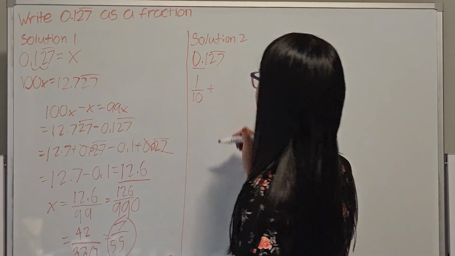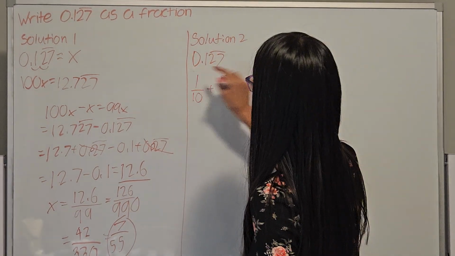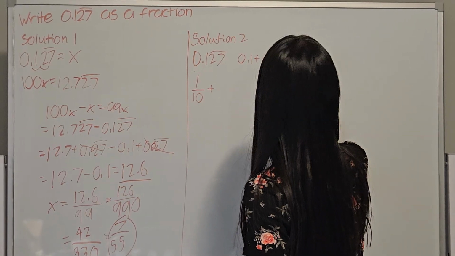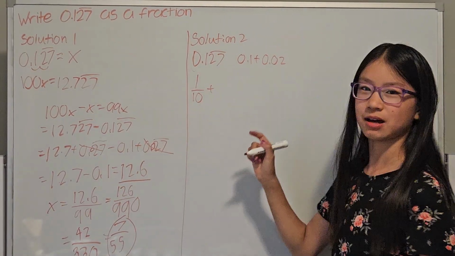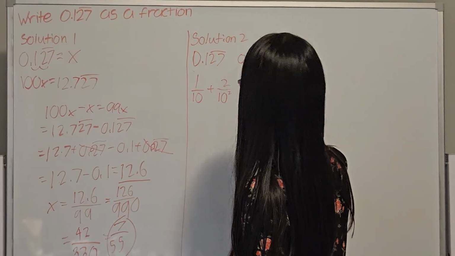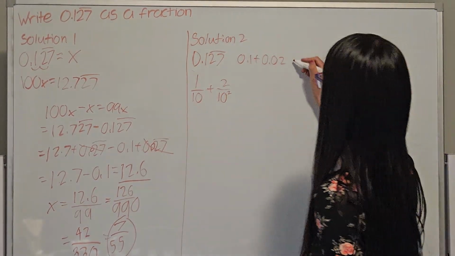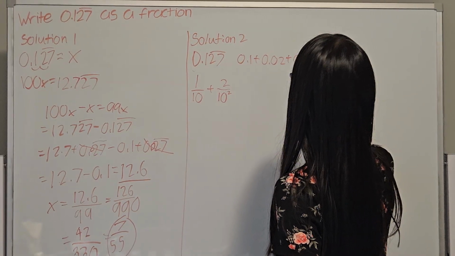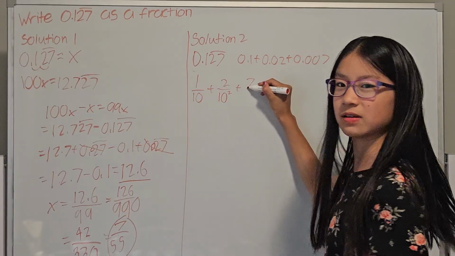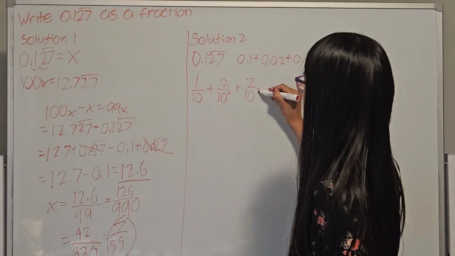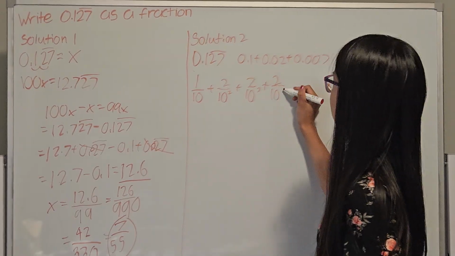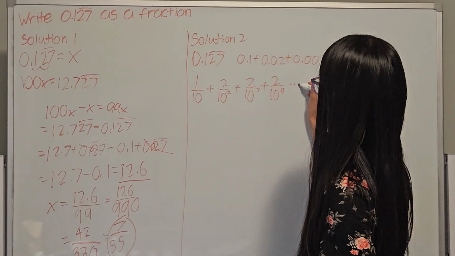And there's going to be add. So it can be like 0.1 plus 0.02, and we know that equals 2 over 10 squared. If we continue on the pattern, it can be plus 0.007, which is 7 over 10 cubed. And we can continue it like 2 over 10 to the power of 4, and so on, all the way down.